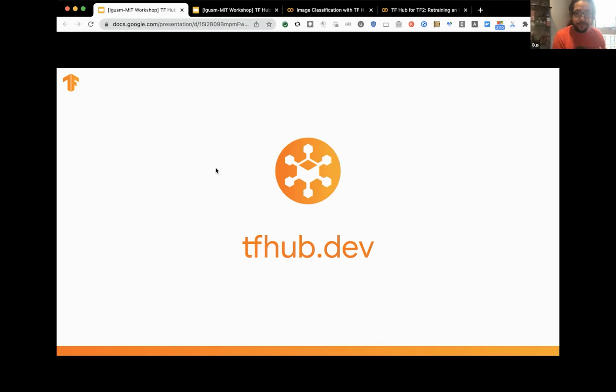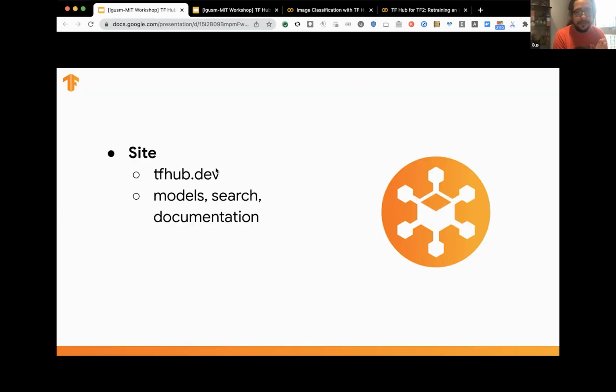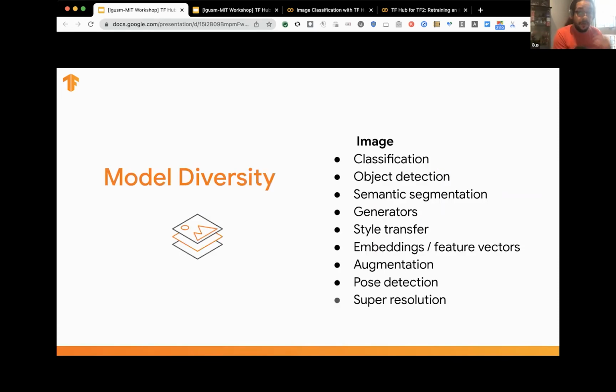TensorFlow Hub is a repository of pre-trained models for you to freely use any way you want, right? You have access to not only the model, but documentation, sample code, an explanation of when to use that model, when not to use that model, license, everything is connected. And it's particularly simple to use, and we are going to see how to use it. In a sense, TensorFlow Hub has two components. It has a website, which is tensorflowhub.dev, where you can search for models, read the documentation, read the sample code and all those kinds of things, and where you can find models for all kinds of tasks.